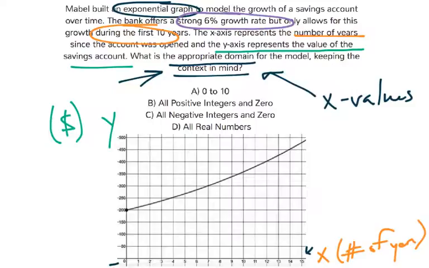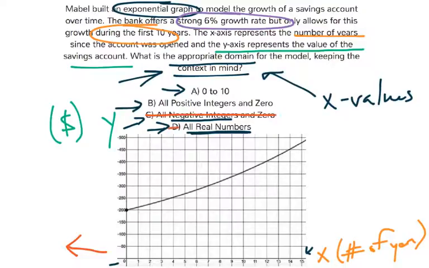So if you look at the options, you have A, 0 to 10, you have all positive integers, all negative integers, all real numbers. There's two that I can immediately cross out. And the reason is, when I'm talking about a domain, especially for years, when they mention all negative integers or all real numbers, which includes negative numbers, you can't have a negative number of years. I can't say, oh, I wonder what the value of the account would be in -5 years, right? You're going to the past, you're going backwards there. It doesn't really make sense. So I'm crossing off C and D in this case.